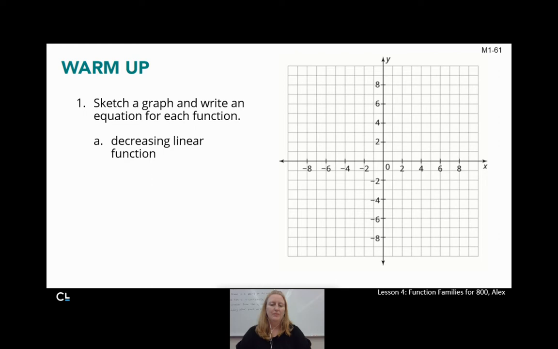So let's start with A. That's a decreasing linear function. We know that linear functions look like f of x equals ax plus b. But I want it to be a decreasing linear function, so that slope, that number in front of my x, needs to be a negative number. You can pick any negative number you like to plug in for a, and of course, b can be any number you want it to be.